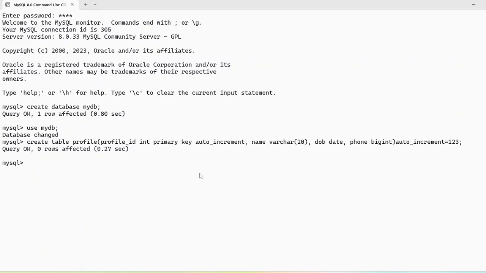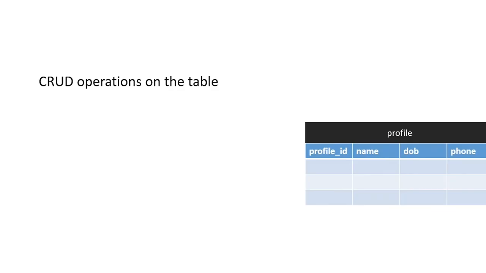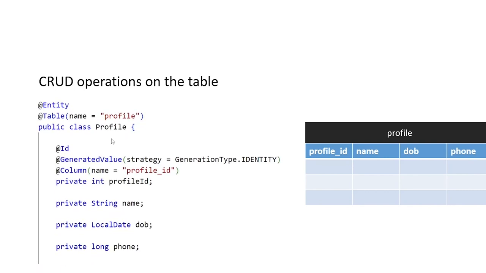class. Now what is an entity class? As we have the profile table, in order to perform CRUD operations on the table, we have to create one class with the @Entity annotation, which makes Spring Data JPA directly map the object of this class to this table.